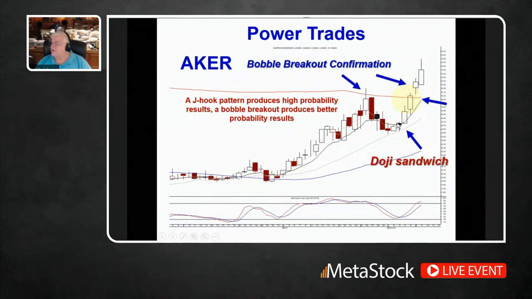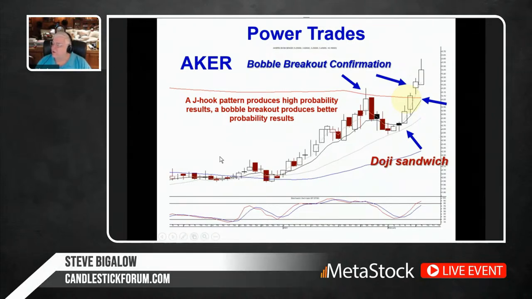Now we can watch and say, well, look what we got going on here. There's our doji sandwich, it implies more upside. Let's see if it gets back to the 200. Well, when it does, what's that tell us? That if they open this positive, that's a more defined J-hook pattern, because you can see where the resistance was and the breakout. We have wave one, wave two, going into wave three.